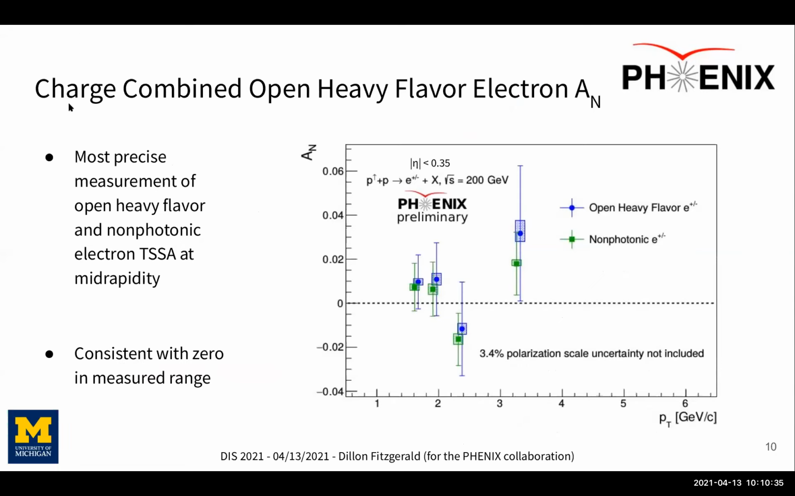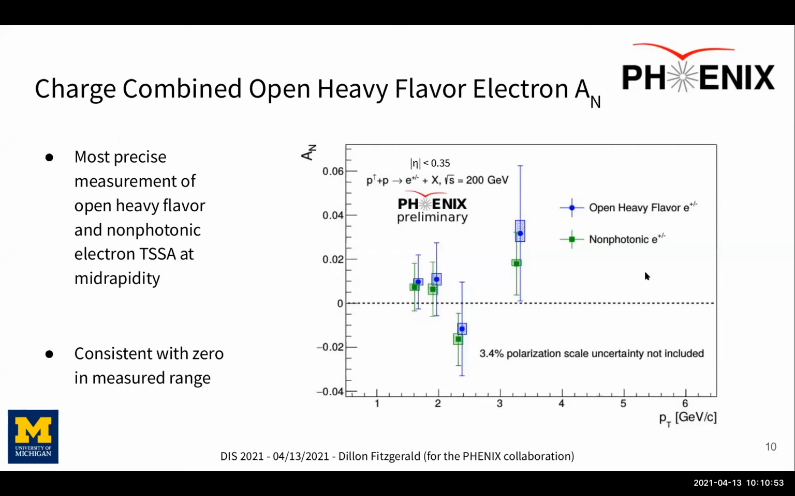So here I have the charge combined open heavy flavor electron A sub N. This is the most precise measurement of open heavy flavor and non-photonic electron transverse single spin asymmetry that's been measured. This was done at mid-rapidity. And as you can see, it's consistent with 0 over the measured range.